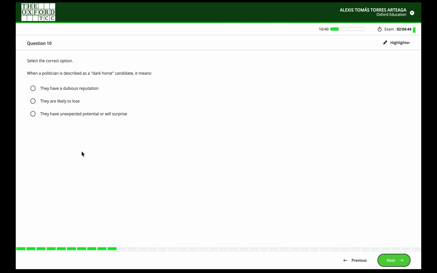When a politician is described as a dark horse candidate, it means they have a dubious reputation. They are likely to lose, have unexpected potential, or will surprise.